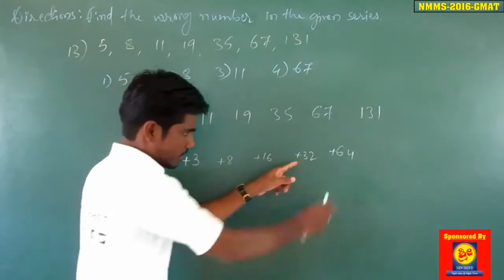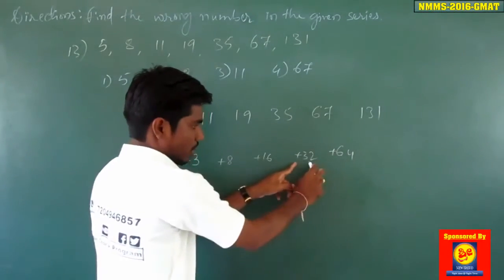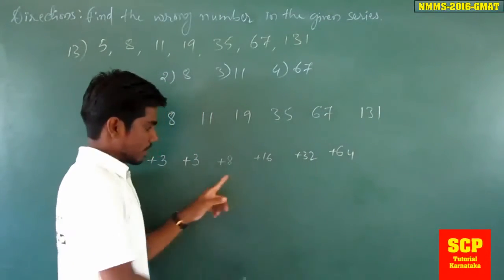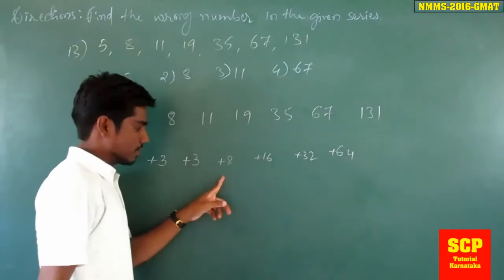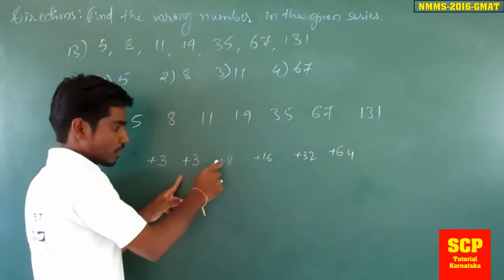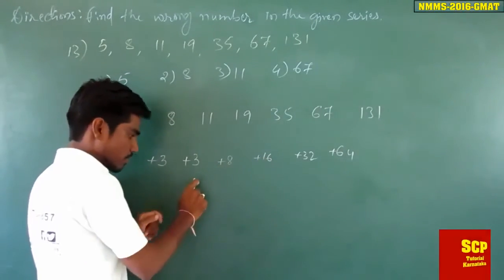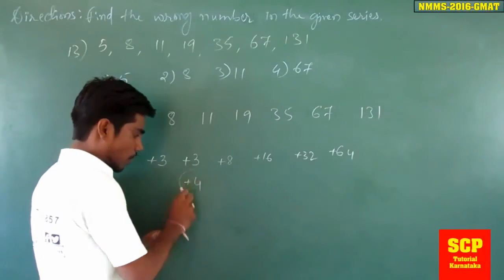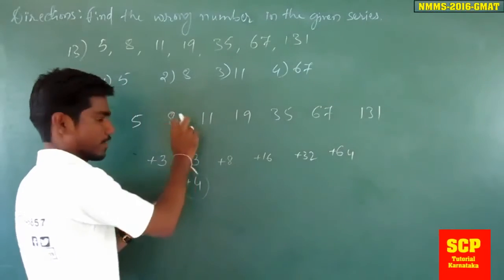If you observe 64, 32, now this is half of 64. Next, 16 is half of 32. 8 is half of 16. So next would be half of 8, that is 4. So when I consider this as 4, this number would change over here.